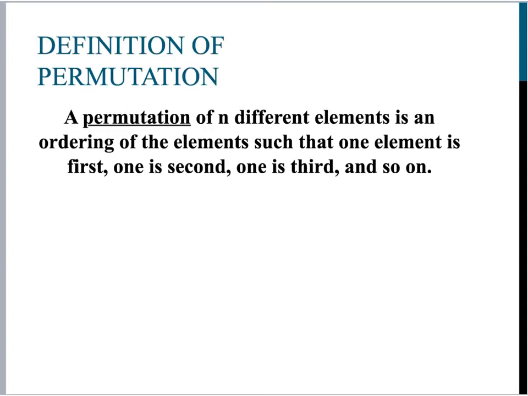Okay, so the definition of a permutation is that a permutation of n different elements is an ordering of the elements such that one element is first, the other is second, the other is third, and so on. So the main thing that you need to learn about permutations is this keyword: ordering.